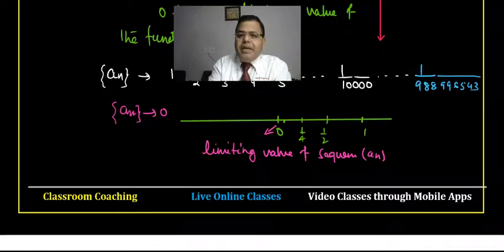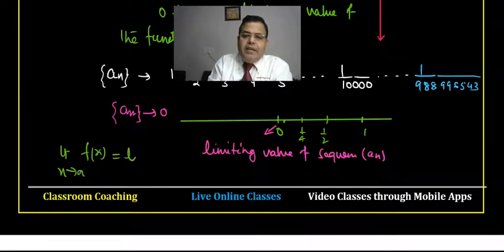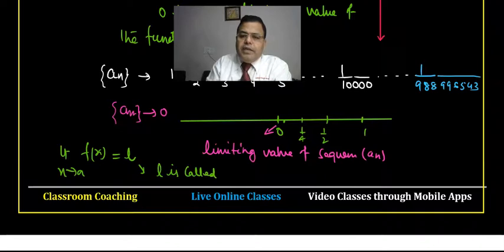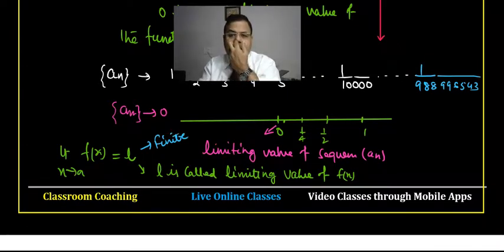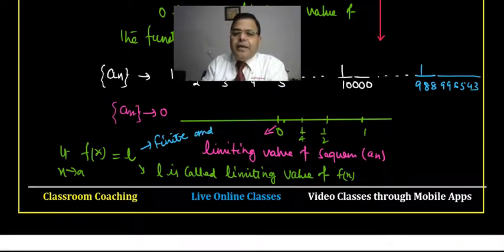This is the meaning of limit, that x approaches 0, but x is not exactly 0. So we can define the limit as: if the limit of f(x) as x tends to a has the value L, then L is called the limiting value of the function f(x). But L must be finite and well defined.